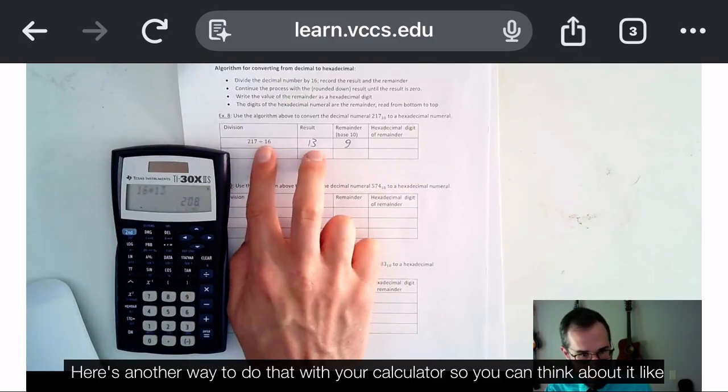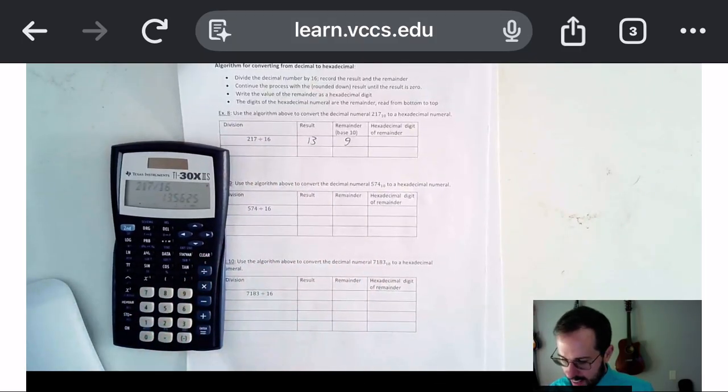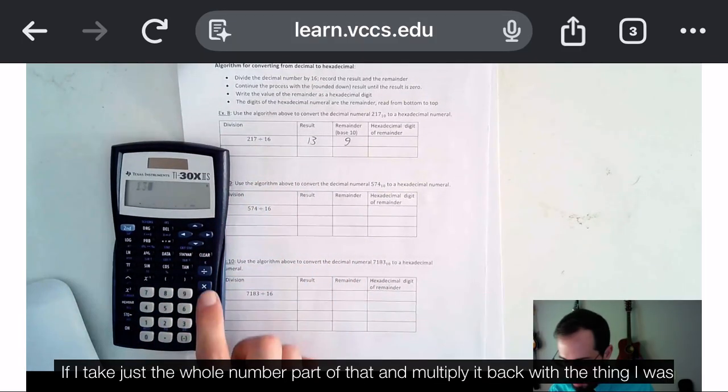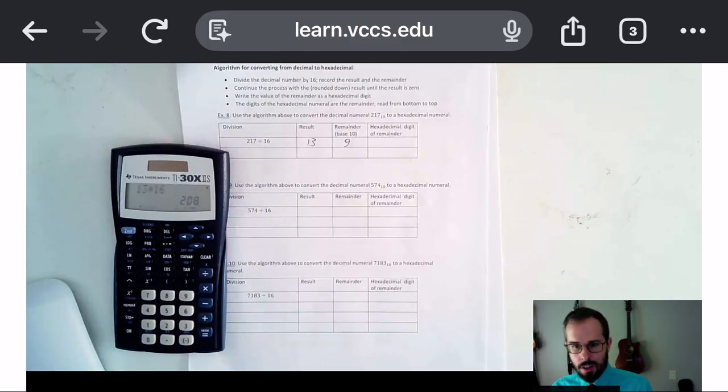So you can think about it like a reverse process. If I look at this divided by that, I get some result. If I take just the whole number part of that and multiply it back with the thing I was dividing by, I just have to figure out how much less it is than what it was before.